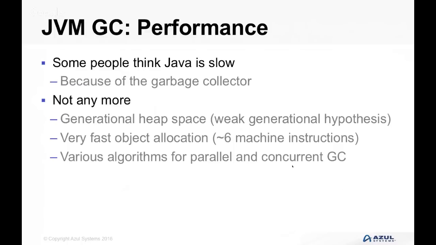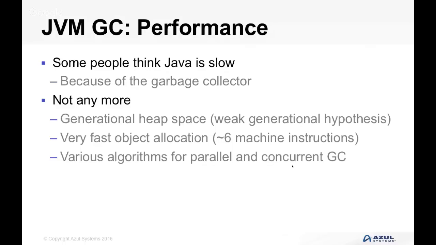We now use a thing called a generational heap space. This is based on what's called the weak generational hypothesis, which says that most objects, in fact, the vast majority of objects, are only used for a very, very short amount of time. If you put them in a young generation, they can be garbage collected at very low cost, as compared with the old generation where they take a little bit more time and a bit more effort. So you can get very, very good performance from your garbage collector if all your objects are very short-lived.